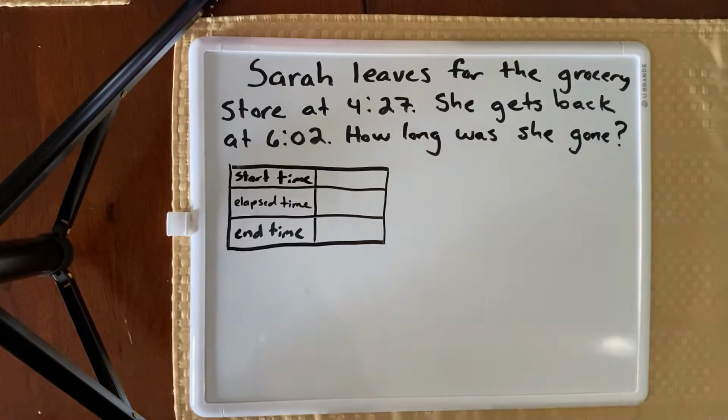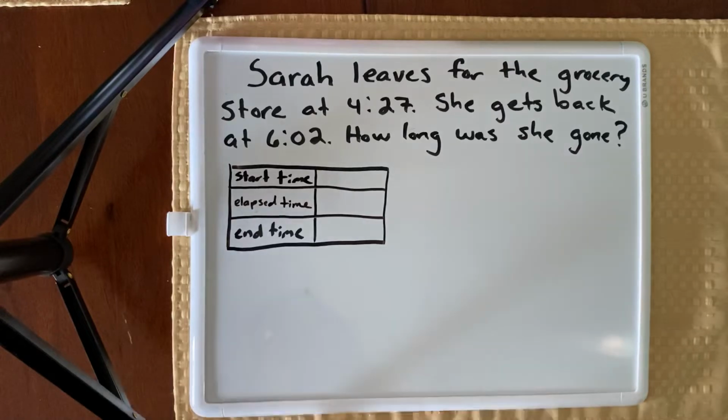Today we're going to review finding elapsed time. Yesterday you had a word problem where you had to find the end time of something when you were given the start time. Now today we're going to find the elapsed time, and we're going to review how to do that on a number line and how to do that on the Zoom method.